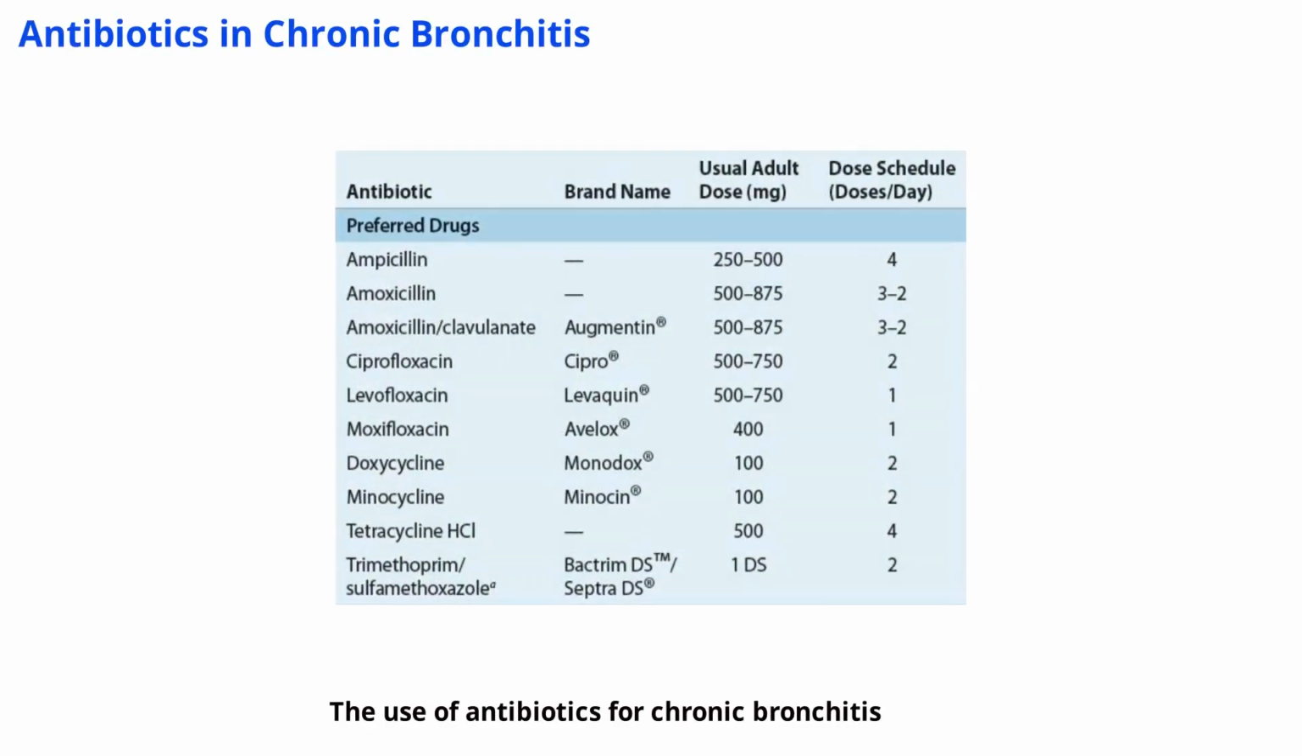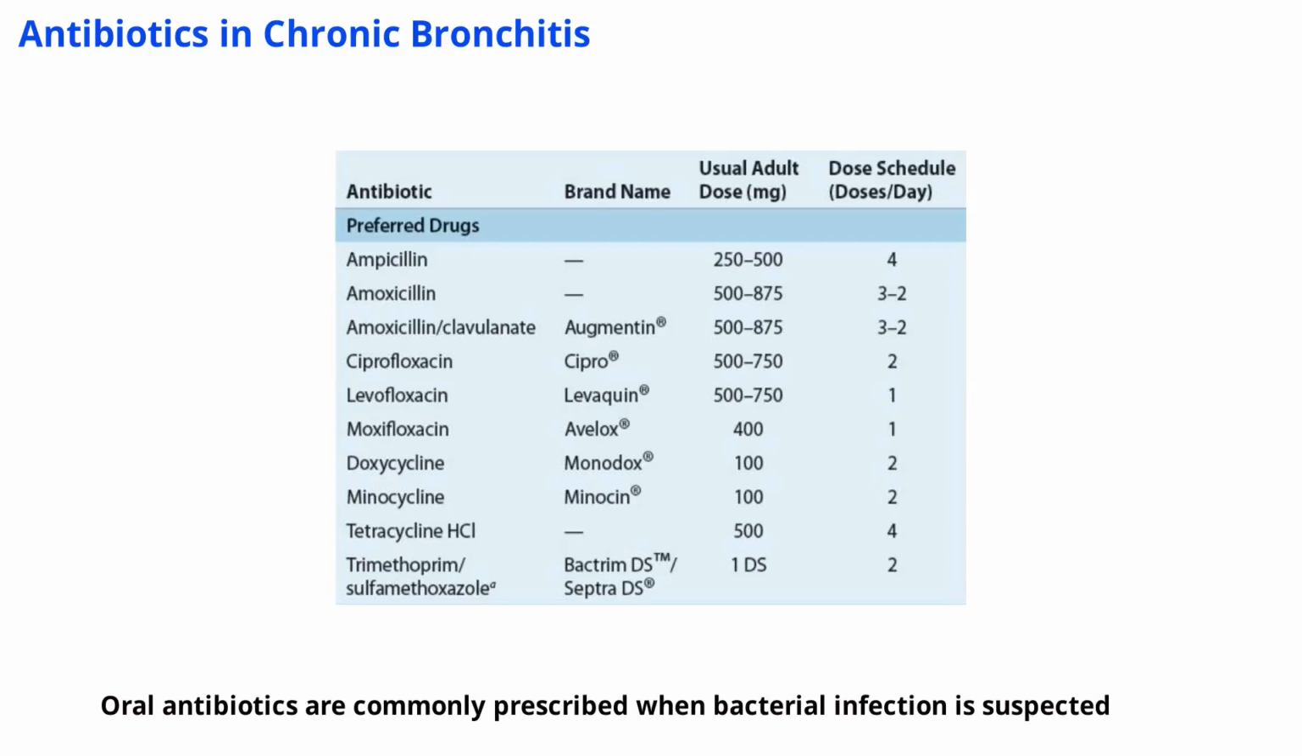Use of antibiotics for chronic bronchitis has been controversial, but is increasingly accepted, especially for acute respiratory exacerbations. Oral antibiotics are commonly prescribed when bacterial infection is suspected, helping to reduce symptom severity and prevent complications.